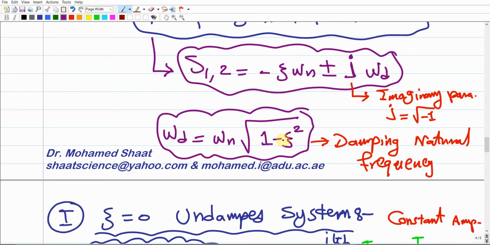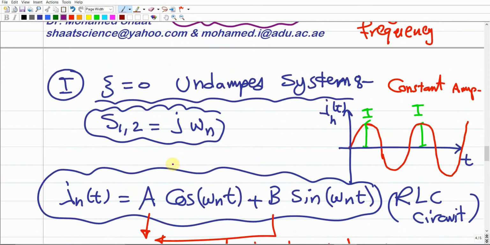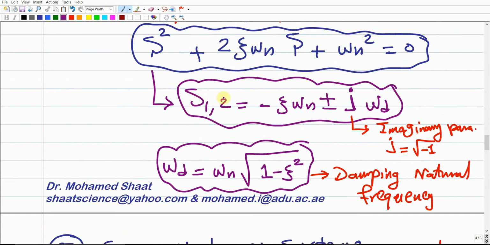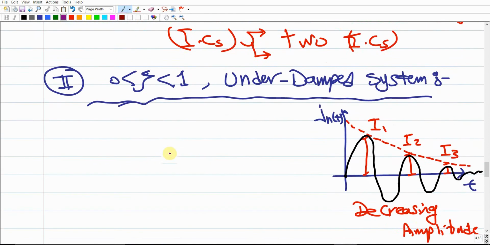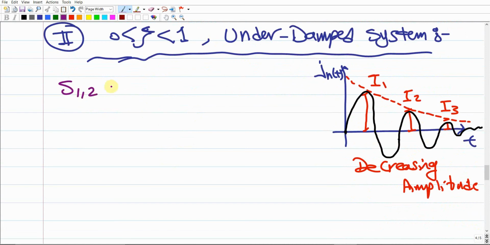So xi, you can find as we express xi in terms of R, C, and L, and omega n you're going to find in terms of R, C, and L. Then you plug them here to end up with omega d. And the general roots of this case are this one. The roots of this equation, S1 and 2, will be negative xi omega n plus or minus j omega d, where if you consider the positive, it gives us the first root, and the negative gives us the second root.